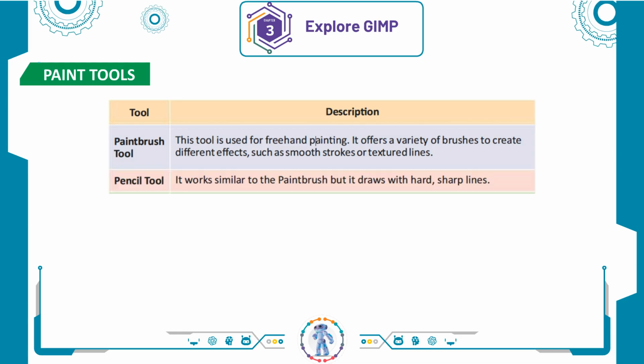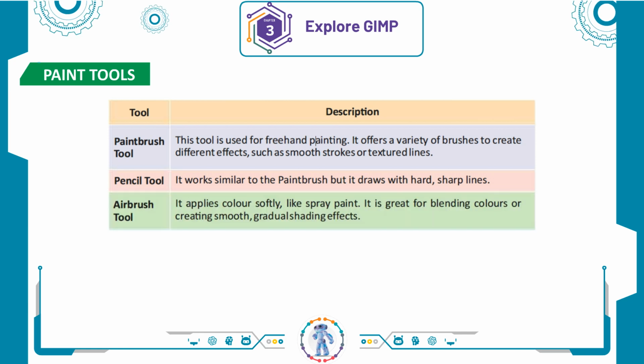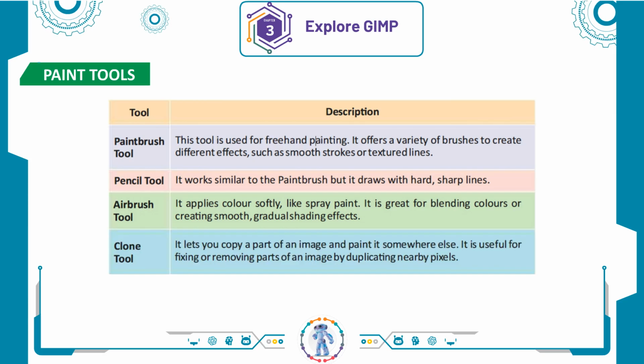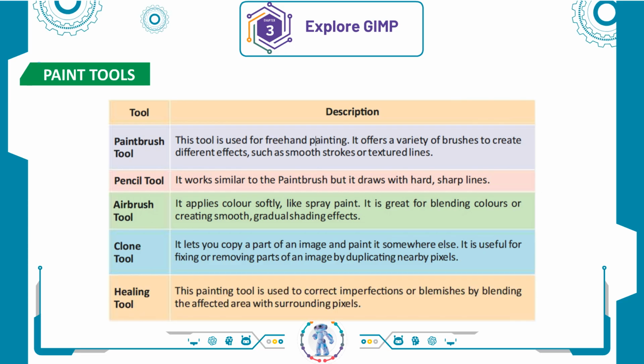Pencil tool. It works similar to the paintbrush, but it draws with hard, sharp lines. Airbrush tool. It applies color softly, like spray paint. It is great for blending colors or creating smooth, gradual shading effects. Clone tool. It lets you copy a part of an image and paint it somewhere else. It is useful for fixing or removing parts of an image by duplicating nearby pixels. Healing tool. This painting tool is used to correct imperfections or blemishes by blending the affected area with surrounding pixels.